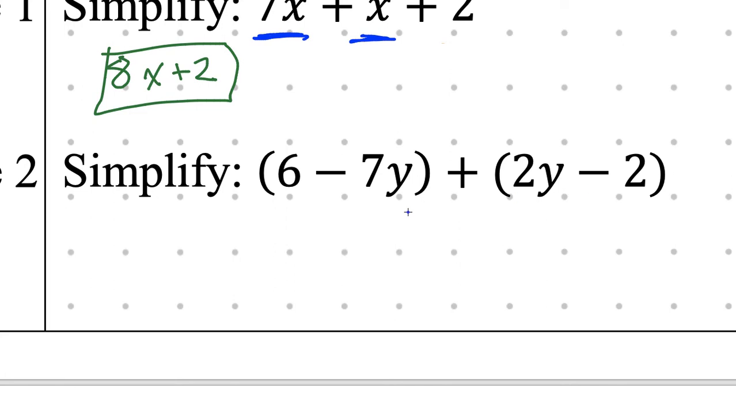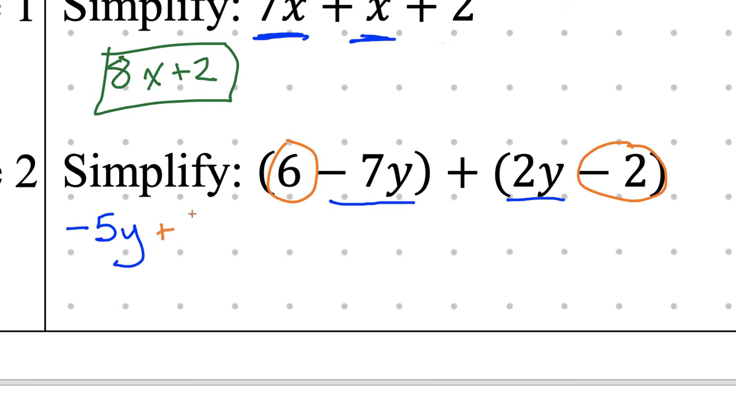So since you're adding each thing, you can pull them out. So you can do negative 7y plus 2y. Yep. What is that? Negative 5y. Negative 5y. Perfect. And then 6 plus negative 2 is 4. So 5y plus 4. There it is. Box it.